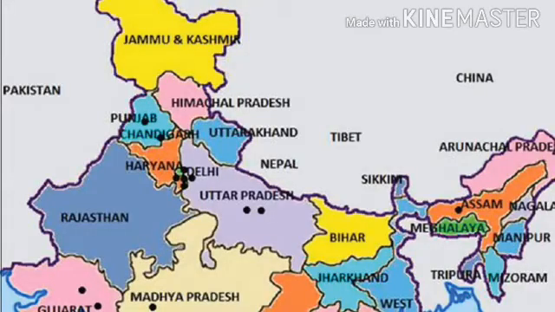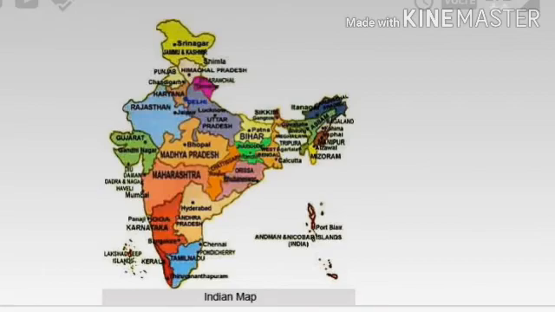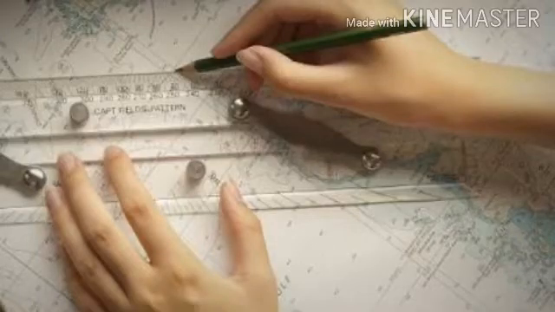Now come to our country. In our country, India, the system used to measure distance is called the metric system. According to it, long distances are measured in kilometers, and short distances are measured in meters. It means long distances are measured in kilometers and short distances are measured in meters.